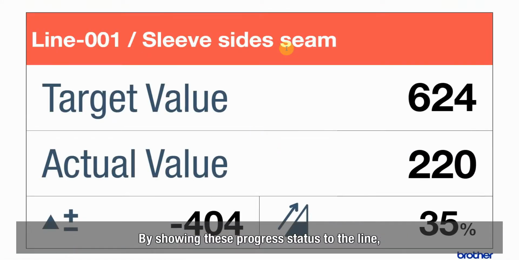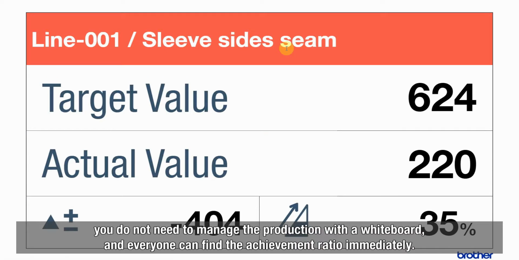By showing this progress status to the line, you do not need to manage the production with a whiteboard, and everyone can find the achievement ratio immediately.